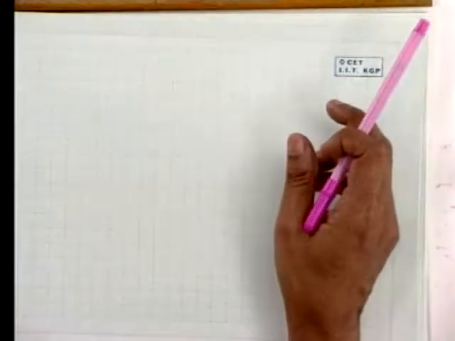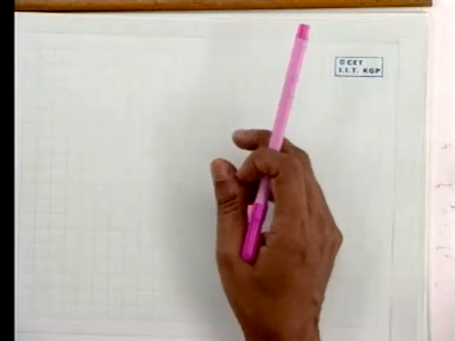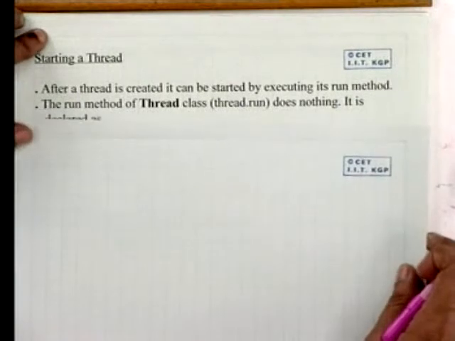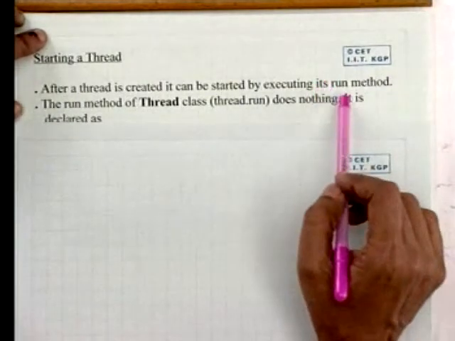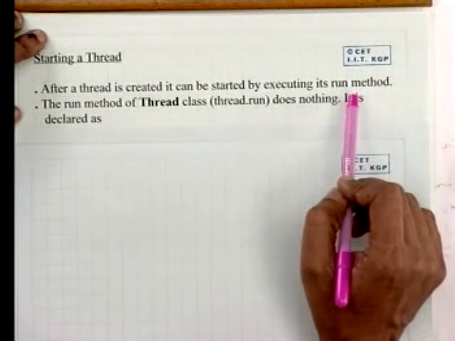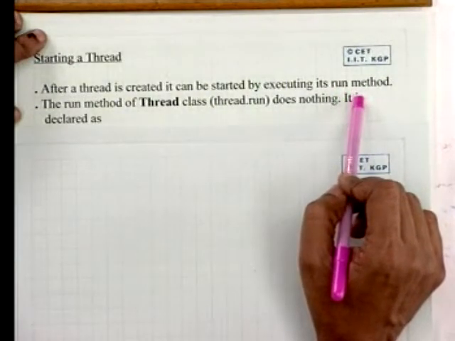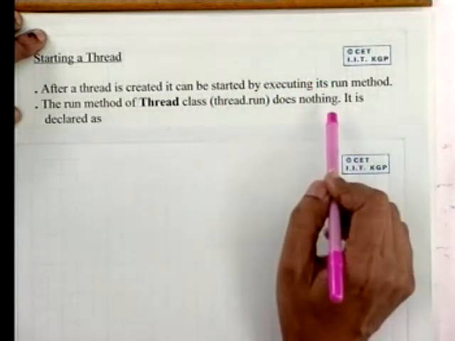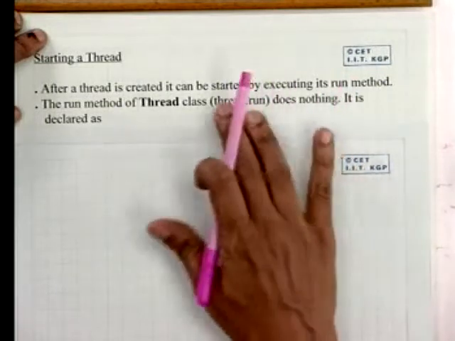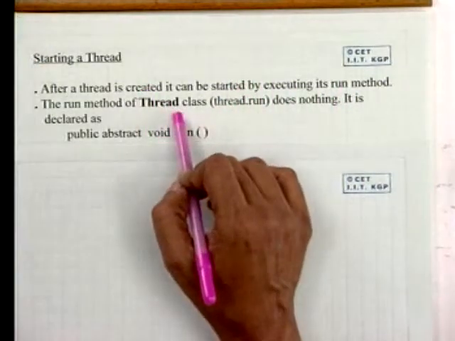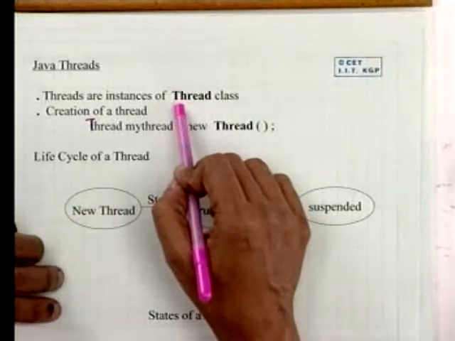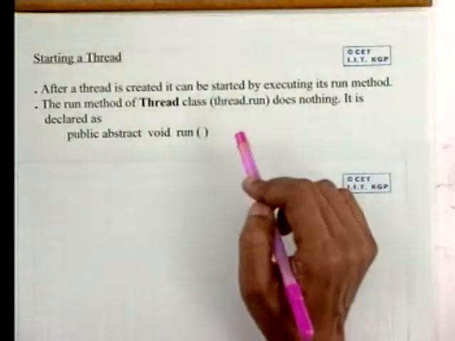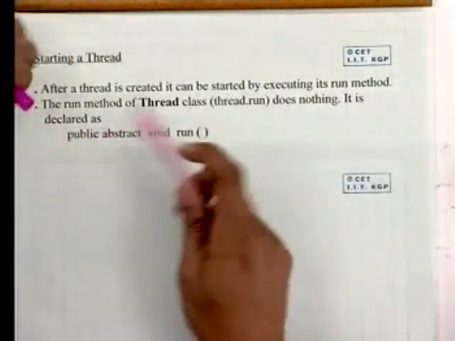And for doing that, we look at how to start a thread in Java. After a thread is created, it can be started by executing its run method. So every thread class has a run method, and the run method of the basic Thread class, the parent class in the Java thread package, actually does nothing.